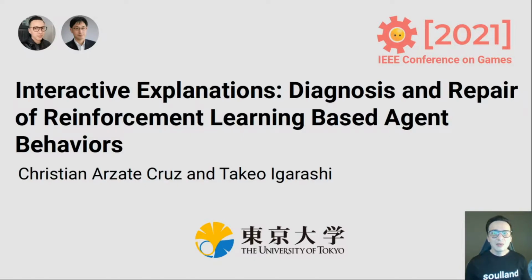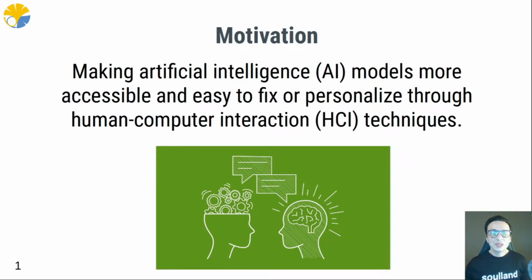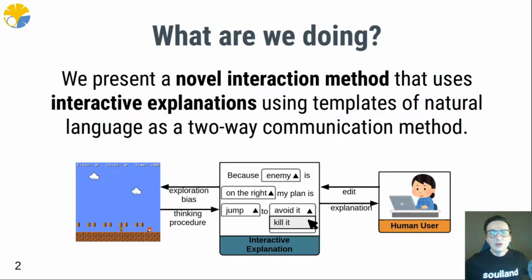Today I present to you our paper entitled Interactive Explanations, Diagnosis and Repair of Reinforcement Learning-Based Agent Behaviors. Okay, let's start with the introduction. The motivation behind our project is making AI models more accessible and easy to fix or personalize through human-computer interaction techniques. So, what are we doing?